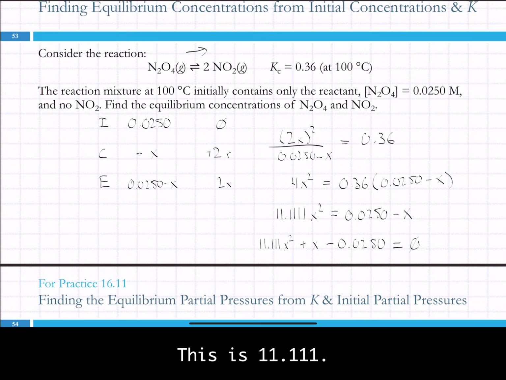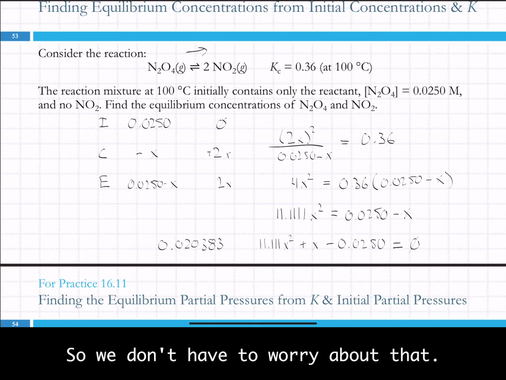This is 11.111, negative 0.0250. Oh, no, negative 1. Positive 1. And two values of x, 0.020383, and then the other one's negative, so we don't have to worry about that.